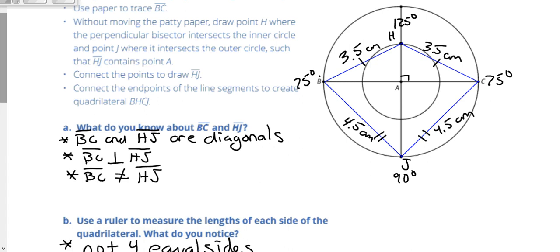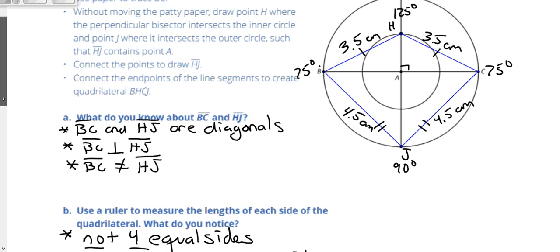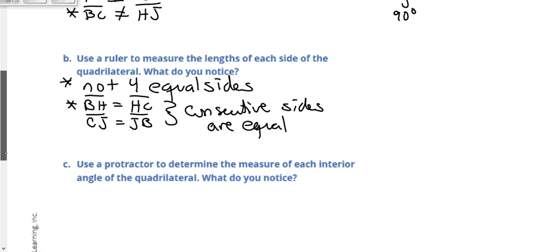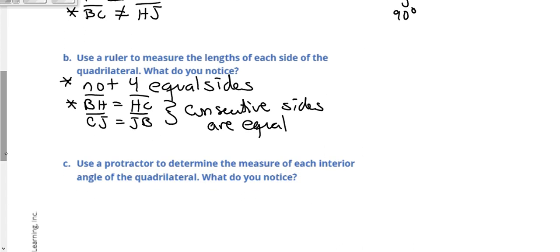So if you notice, you don't have consecutive angles that are supplementary in this one, but you do have one set of opposite angles that are congruent. Okay, so angle B and angle C, the 75s, are congruent, but H and J are not congruent. And this is just how this one is built, that J has 90 degrees, so this quadrilateral doesn't always have a 90 degree angle, or doesn't have to have.